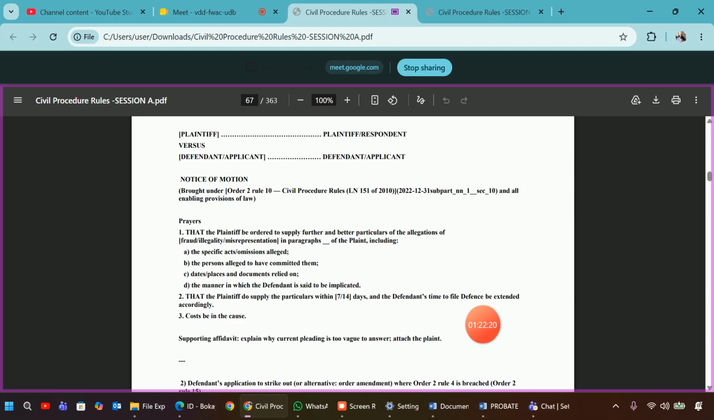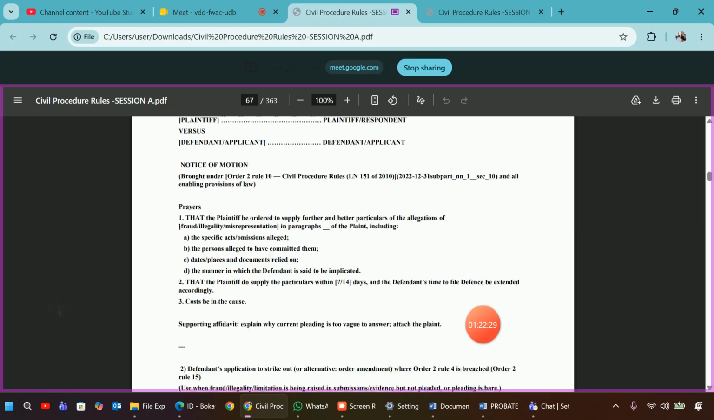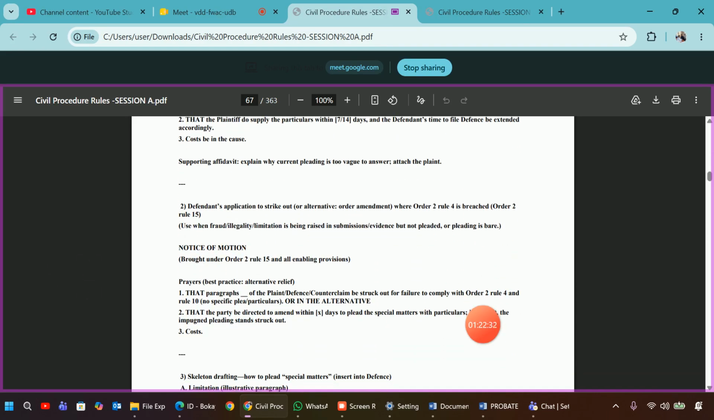illegality or misrepresentation in paragraph blah blah blah of the plaint, including (a) the specific acts and omissions alleged, (b) the persons alleged to have committed them, (c) dates and places and documents relied on, and (d) the manner in which the defendant is said to be implicated. That the plaintiff do supply the particulars within a number of days, and you attach a supporting affidavit.